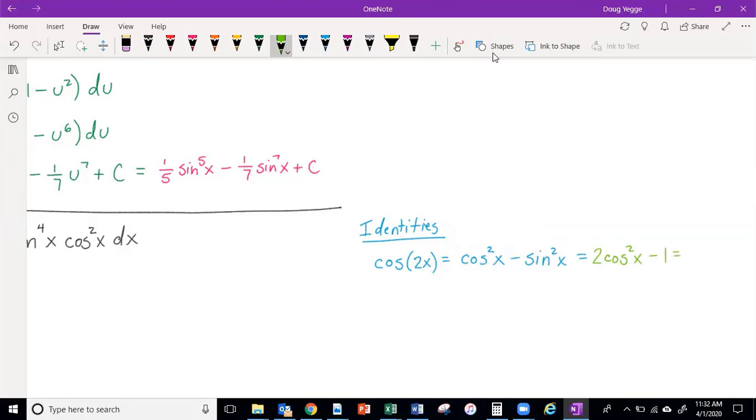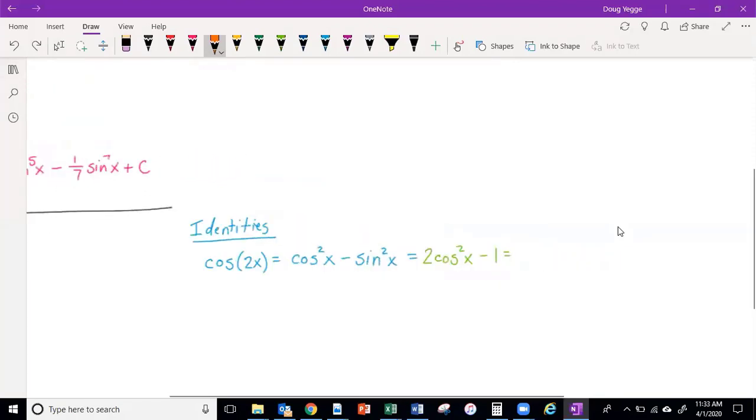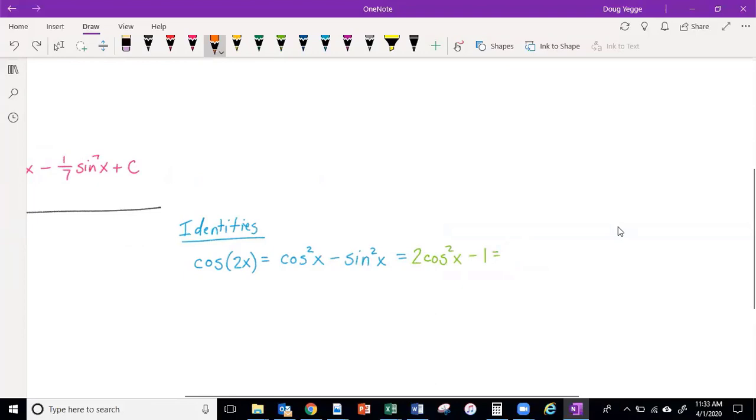Or I could have written it in a different way. If I wanted to convert everything into sine squared x, I could have just converted cosine squared x into 1 minus sine squared x. And the other identity here was 1 minus 2 sine squared x. So there were 3 different ways to write the double angle formula for cosine of 2x.